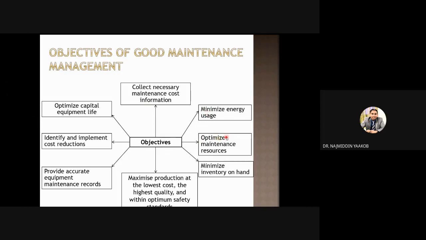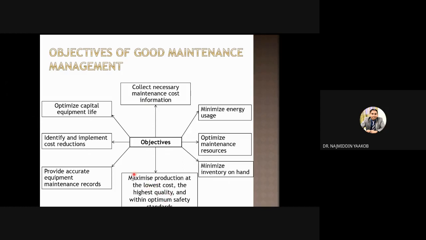Then you can optimize the maintenance resources. You can have the full support of all the equipments and your human resource, so you have optimized maintenance resources. And then you can minimize the inventory on hand. You can maximize production. When you do all maintenance, everything is well kept and everything is good in your equipment. So you maximize the production at the lowest cost and the highest quality within the optimal safety.